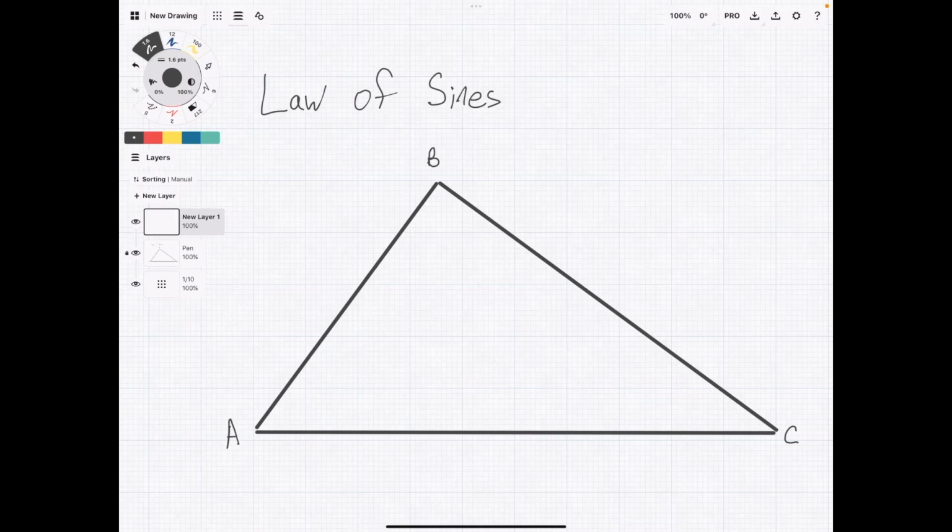In this video, I'm going to talk about the law of sines, which is a tool you can use to solve the angles and side lengths of a triangle. First things first though, the law of sines only works for non-right triangles, so I'm going to mark that off here.